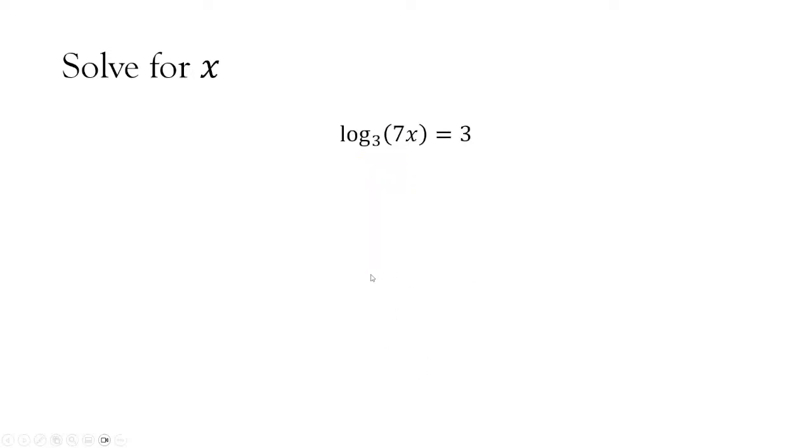Same instructions, solve for x. Once again, I have log base 3 of 7x is equal to 3. So how do I deal with this here? Well, what is the base of this logarithm? The base is 3. Therefore, I can rewrite this as 3, base 3, to the 3rd power is equal to 7x. So it almost looks like after I identified my base, I did sort of this crisscross action in a sense.